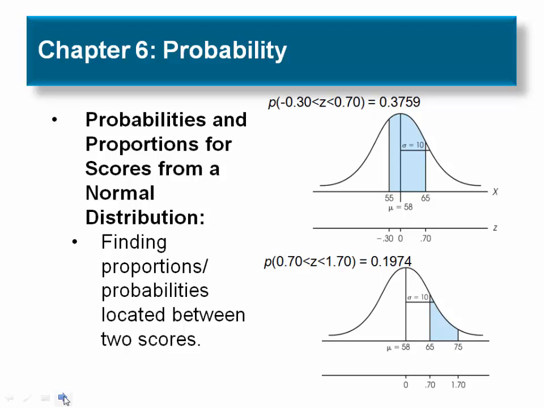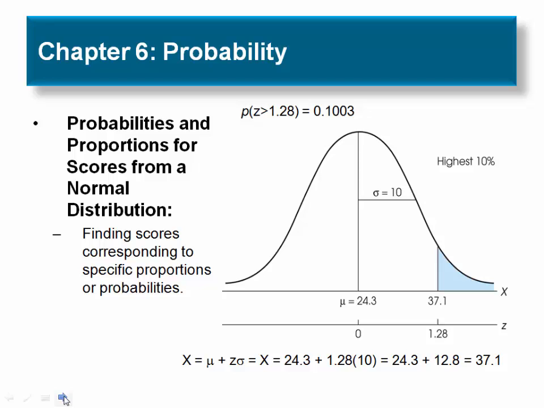Those values are 0.2580 and 0.4554. Thus, 0.4554 minus 0.2580 equals 0.1974, or 19.7% of the scores are in the shaded area.